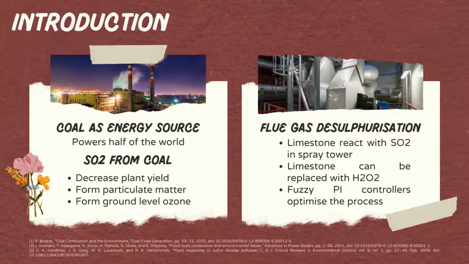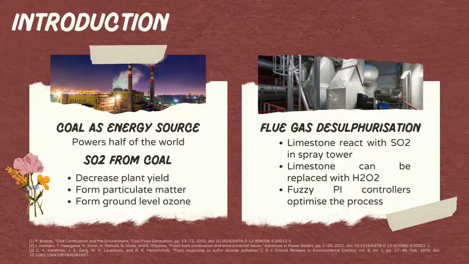Coal is one of the most significant sources of energy that powers almost half the globe. Despite its abundance and low cost, coal-fired power plants impact Earth negatively from its emissions. Sulfur dioxide emitted decreases plant yield as well as forms particulate matter and ground-level ozone. Flue gas desulfurization (FGD) is the most common method to reduce SO2.